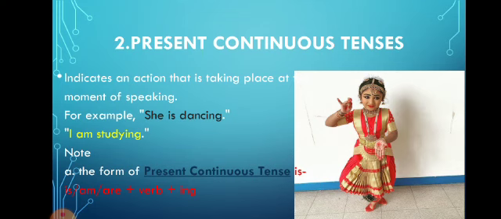So these sentences are in continuous form. Verb plus ing, using present auxiliary verbs like is, am, are. That's why we call it present continuous tense. The present is involved here. The time is involved in the action.